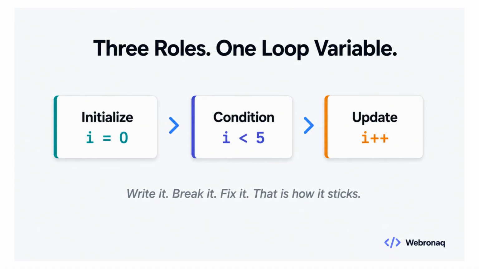The key takeaway is this. A loop variable is not just a counter. It is the mechanism that gives your loop memory, direction, and an exit. The best way to make this stick is to write a short loop yourself, trace it on paper cycle by cycle, and then deliberately break it so you can see what goes wrong.